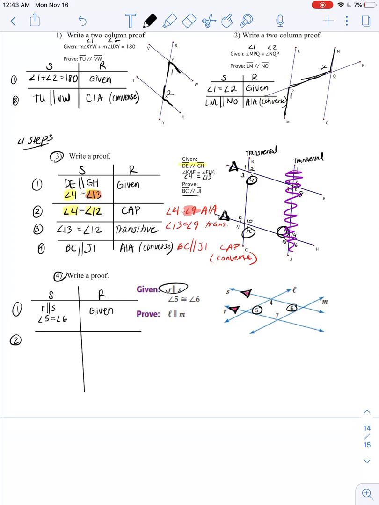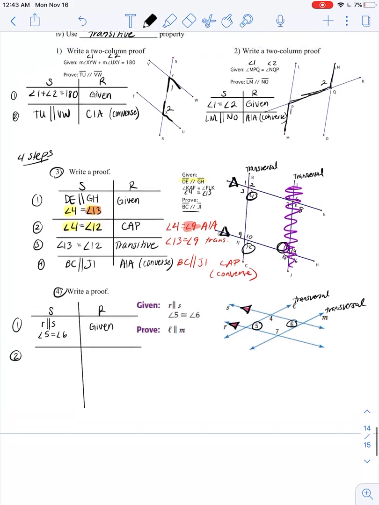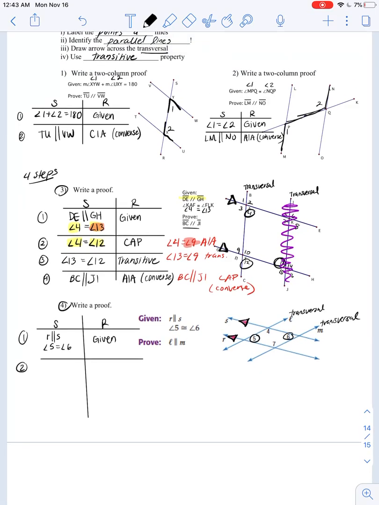And then these 2 little pink triangles are telling us that they are parallel lines. It also said that in the given. R and S are parallel. So if R and S are parallel and we're trying to prove that L and M are parallel, we're not given that L and M are parallel. We're trying to prove that, which means that these are just transversals at this point. So these are both transversals.